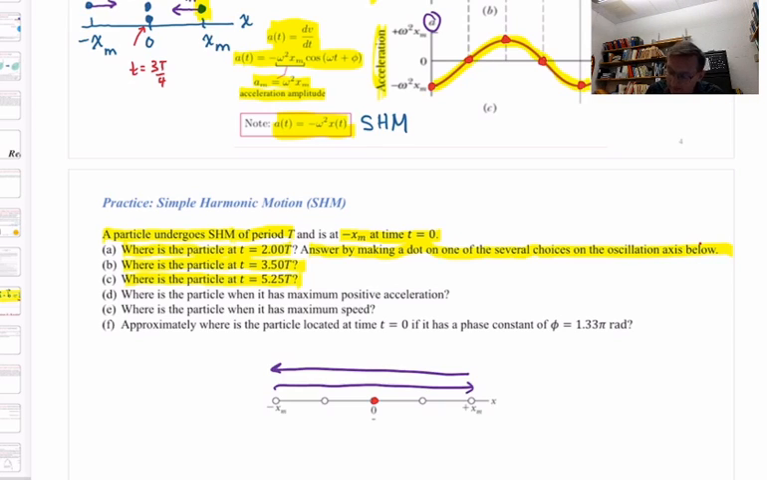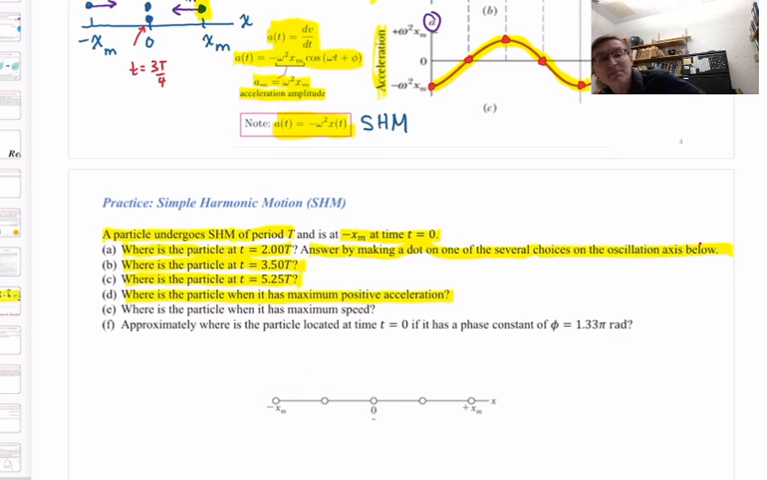All right, D. Where is the particle when it has maximum positive acceleration? Where? Which location? Where is it? When it has maximum positive acceleration, A max.